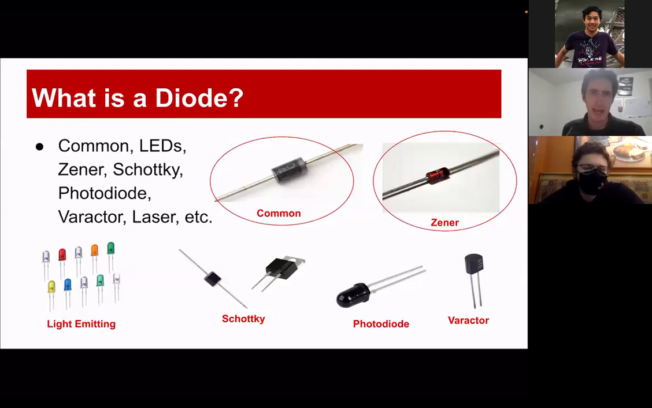So there are common light emitting diodes. We use them all of the time, we just don't really think of them as diodes. Zener diodes, something called Schottky diodes, photodiodes, varactors, laser diodes, et cetera. The two that we're interested in, and we'll be going over more specific examples, are common and Zener.